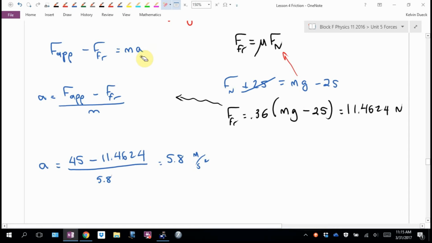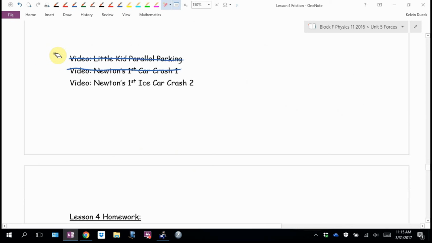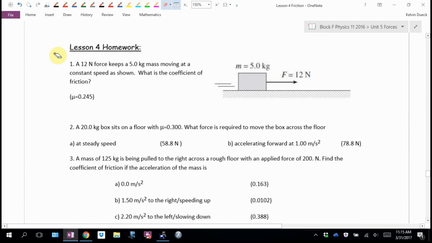Ooh! What if I gave you the acceleration and the applied force and asked you to find mu, the coefficient of friction? I'll let you think about that. There's one like that in your homework. I haven't covered everything. What is your homework? All of these, but I want to talk about them a little bit.